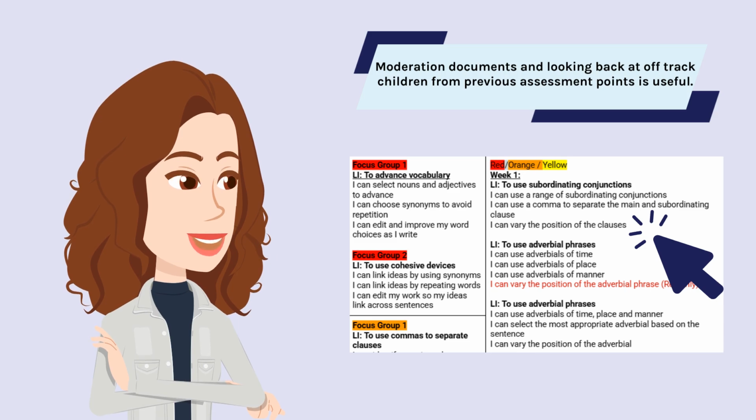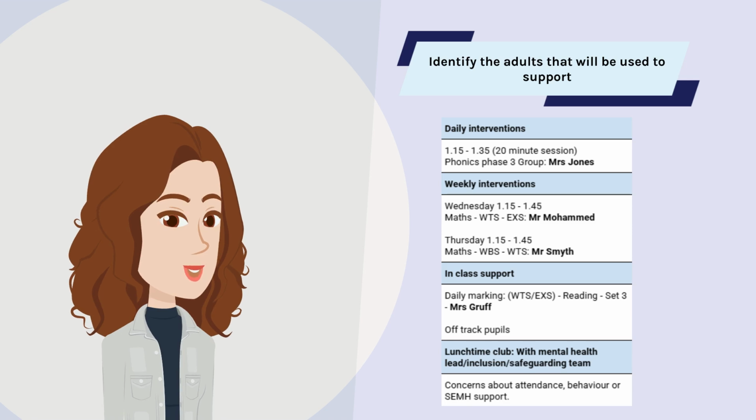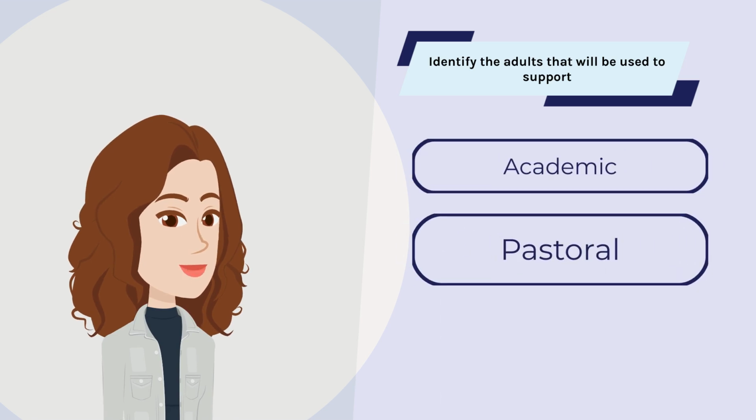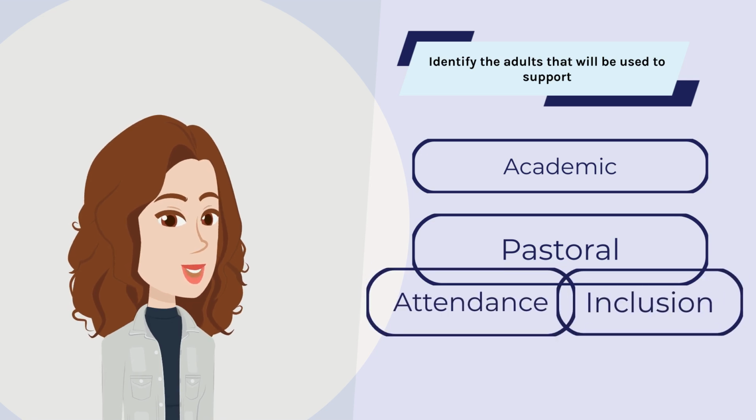This will support you in understanding what the children need, so that you can determine the deployment of adults for interventions, and which adults will be used. Make a plan for the deployment of adults, and who will be the intervention support. For example, this may be academic, or pastoral. So your attendance and inclusion teams can form a part of your plan.